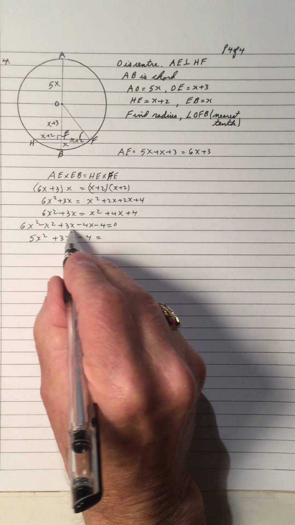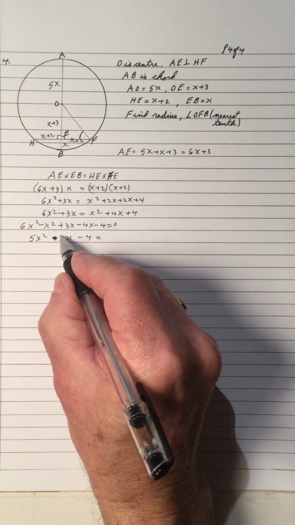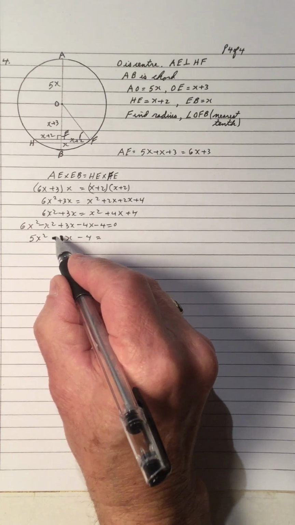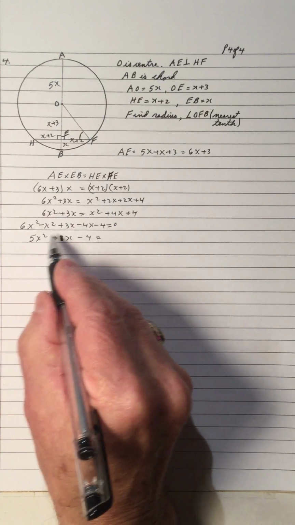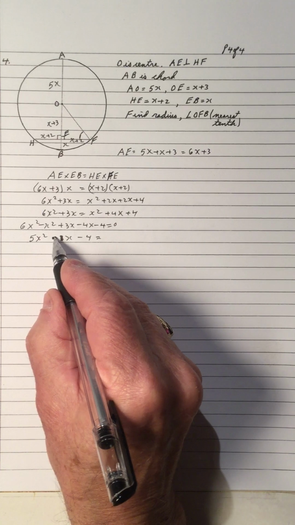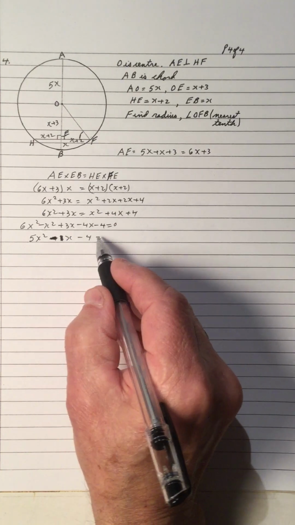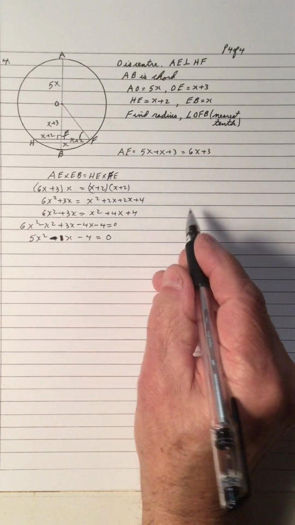No, 5x squared. That's a minus. Again, you've got to be careful. Not being careful. 6 minus 1 is 5. Plus 3 minus 4 is negative 1. That's a negative 1 right here. Minus 4 equals 0.